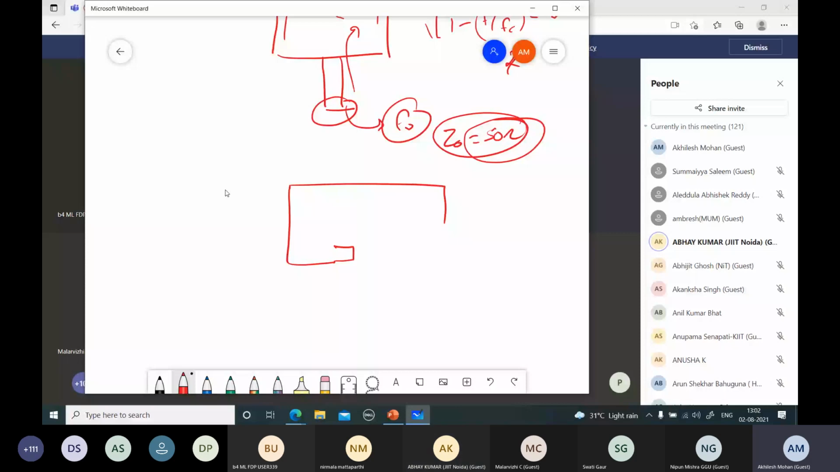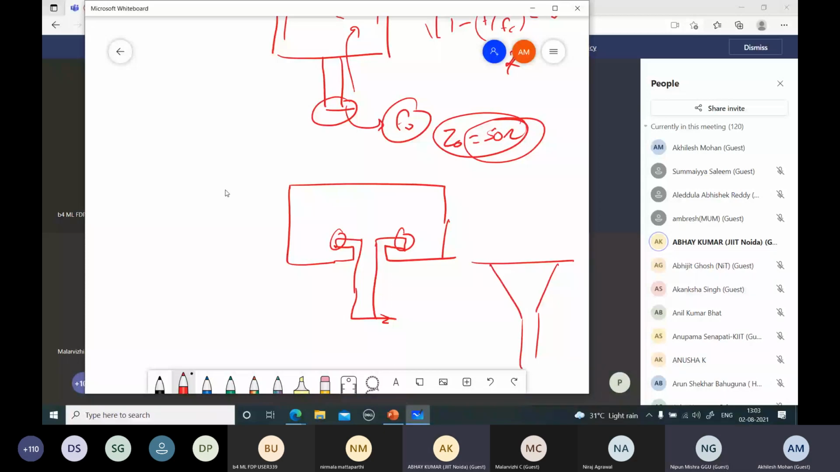This is used for matching. Another way, you will find in different literature, they use some transitions, something tapered, something like this also they have used. In the literature, you can find it. The basic thing is that you have to excite the cavity, means you have to feed it.